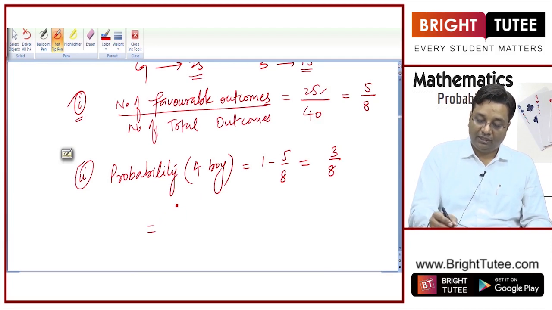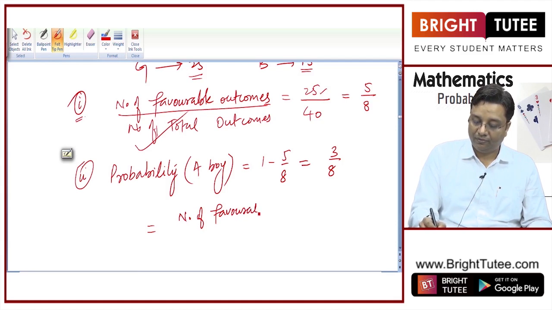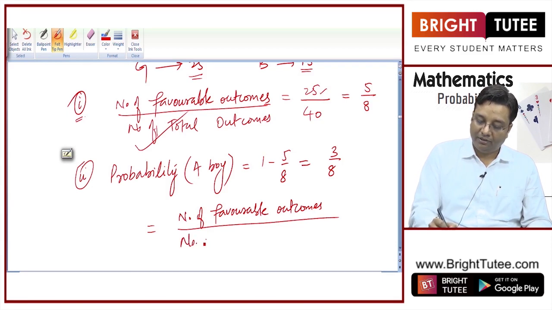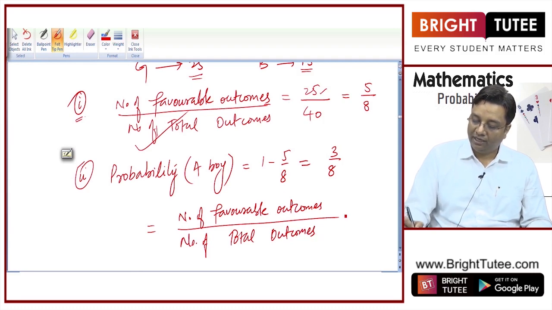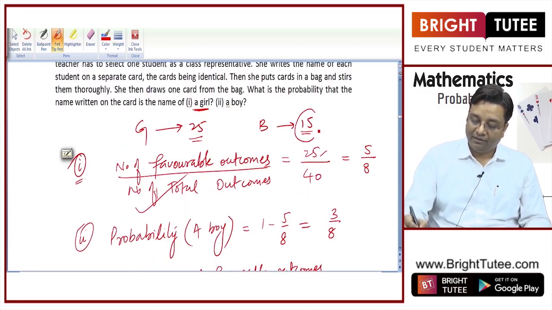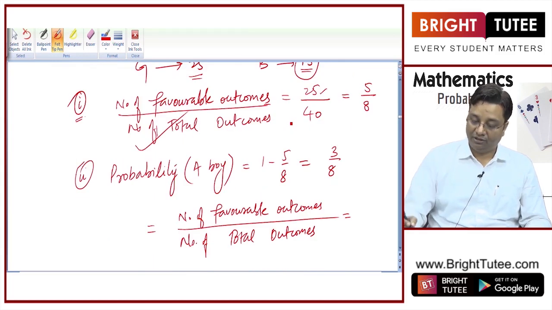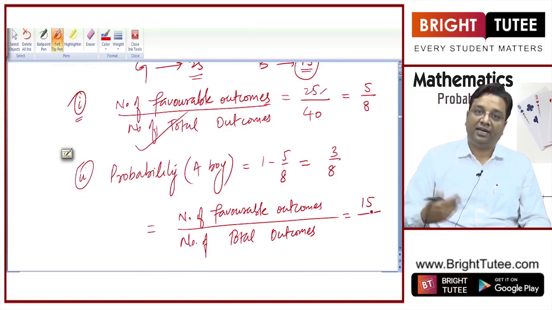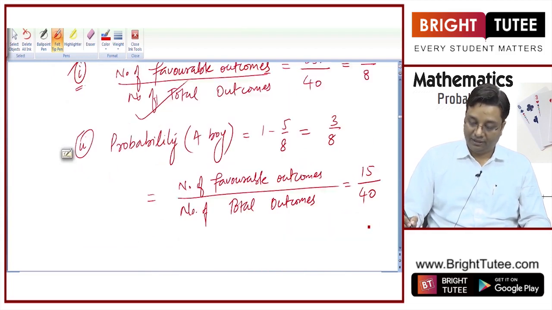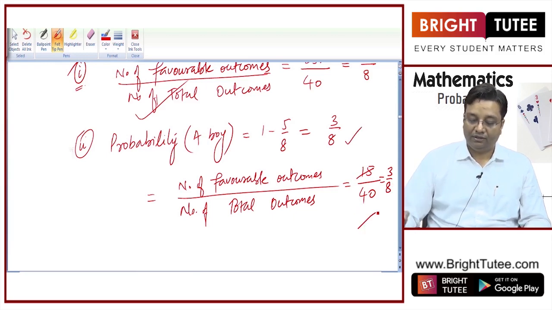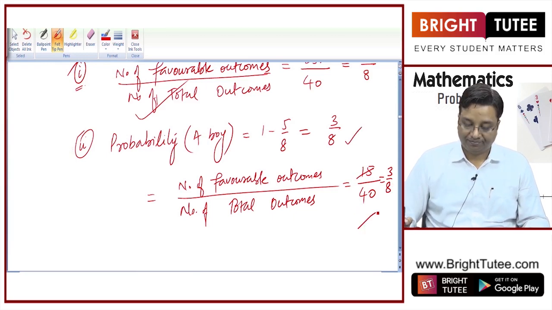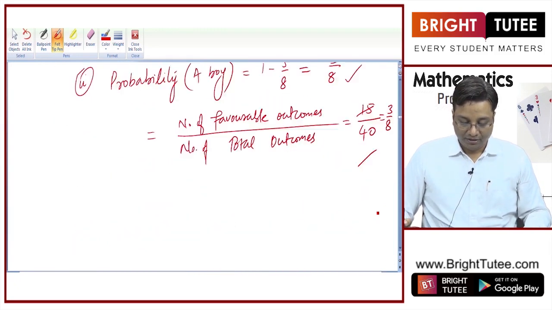Otherwise, you can calculate it in this manner also, the number of favorable outcomes divided by the number of total outcomes. When you draw a card, there are 15 cards which have a boy's name on them. So, 15 favorable outcomes are there and the total number of cards is 40, right. So, 5 3s are 15, 5 8s are 40. So, it will give you the same answer, 3 by 8, right. Okay.